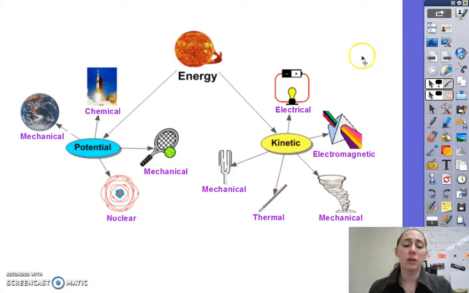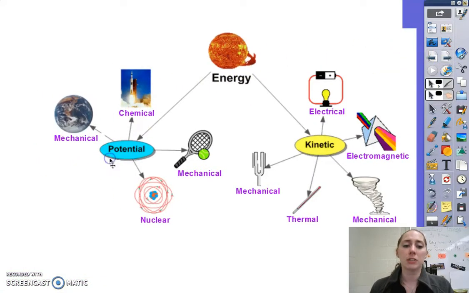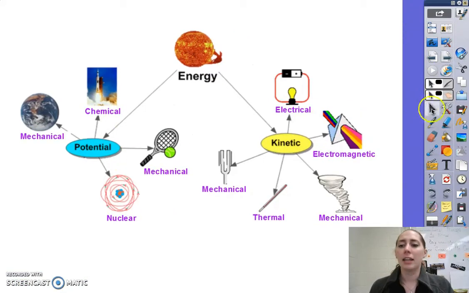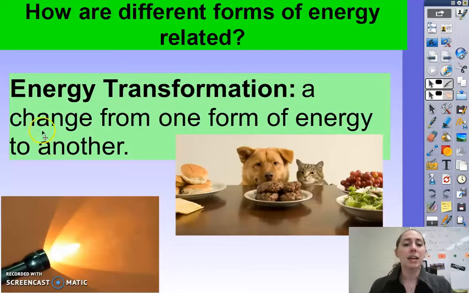So, as we know, we've got two types of energy, potential and kinetic, and these are further broken down into what we call 6 different forms. Depending on your literature, you might see it broken down into more forms or less forms, but for us there's 6. So how do these 6 different energy forms relate to each other? Well, they can change from one form into another, and this is called an energy transformation, when that energy changes from one form to another.